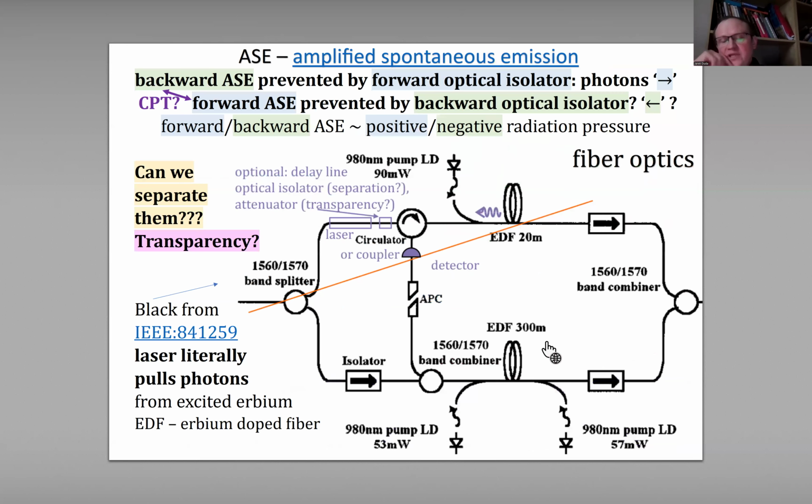Okay, so another question: how to realize it, test it. So here is some article which has a similar setting in fiber optics. So here is a laser, and here is excited erbium, and this laser literally pulls these photons to go left and then down to this detector. So it looks promising, and also we can see that there are optical isolators everywhere, but here, maybe due to the simulator, they are absent.